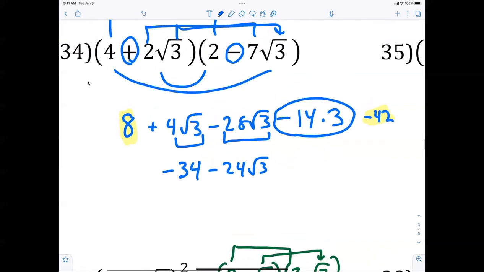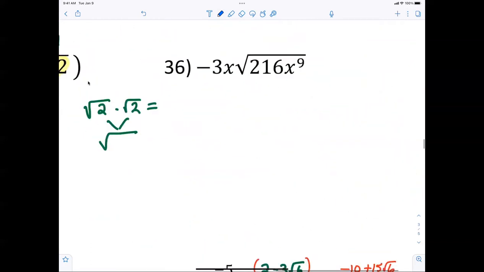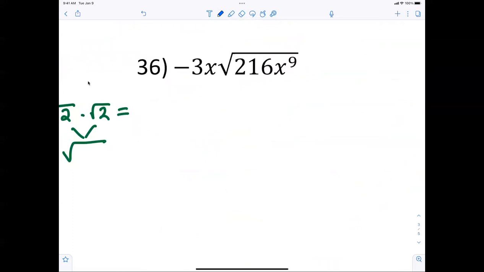I know that negative 14 radical 3 is the same thing as negative 14 times 3. But why would you times it? 14 radical 9. Radical 3 times radical 3 is radical 9. But because we're smart, we know radical 3 times radical 3 we can just say is what? 3. Now you're with me. Right, good. Let's go. Let's knock out 36. All right, 216.